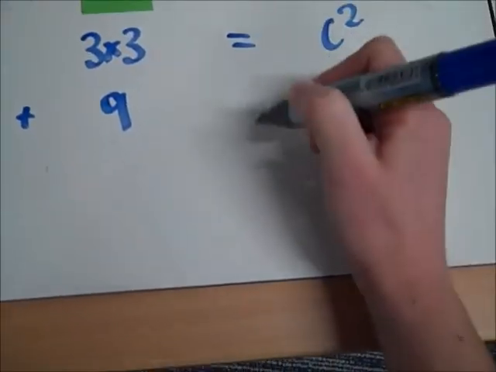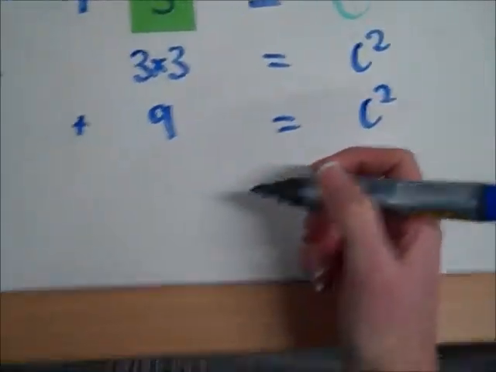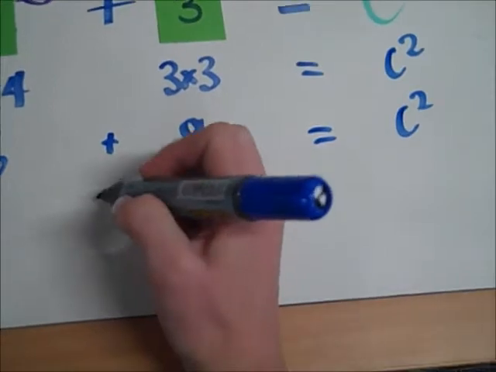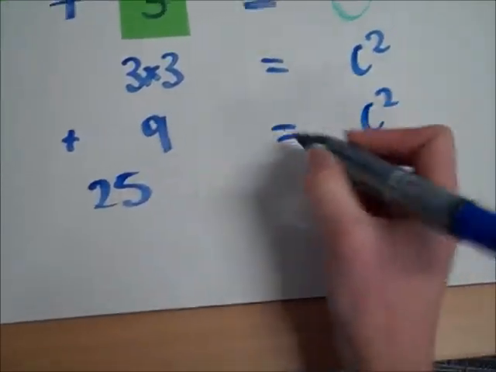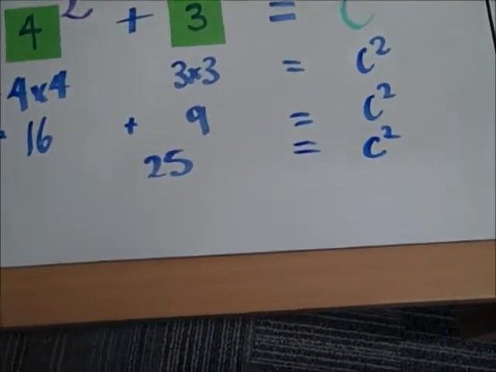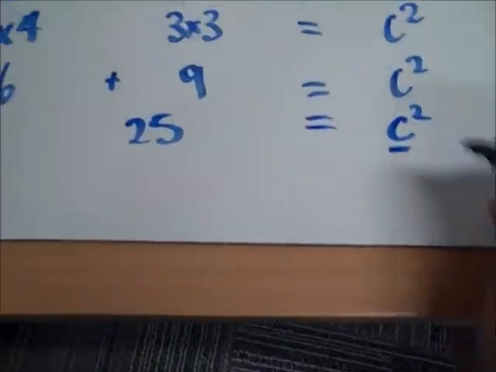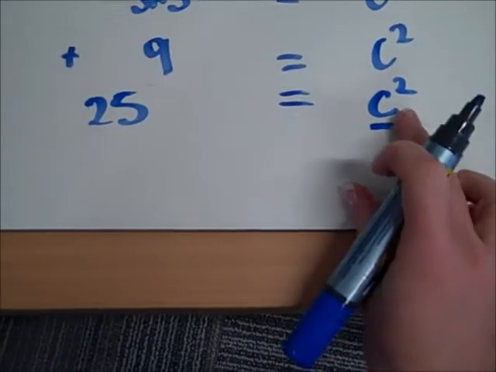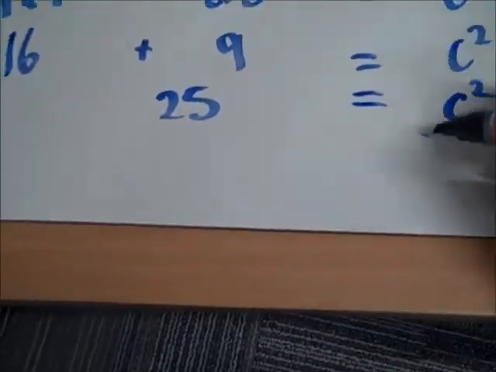We still don't know what the value of C is though. So let's solve this together. 16 plus 9 is 25. So we know that C squared is equal to 25. But how do we work out how big C is by itself? Well, we do the inverse of squared, which is the square root.